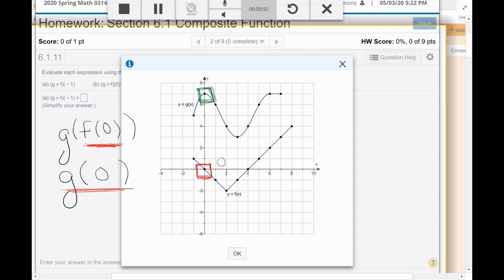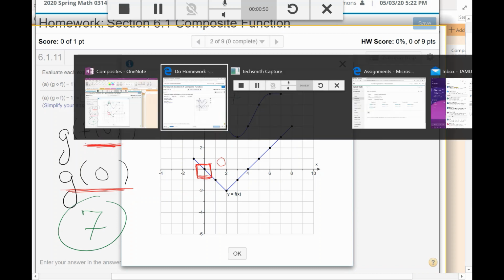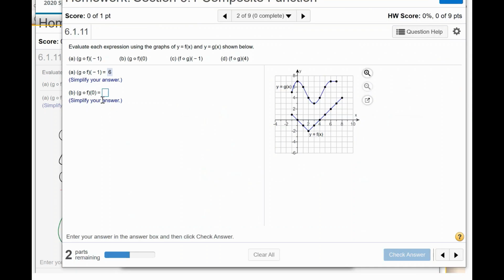Now, what is the y value right there? The y value right there is 7. So the answer to this question is 7. Okay, so let me put 7 in here.